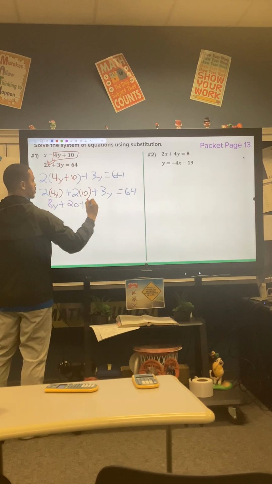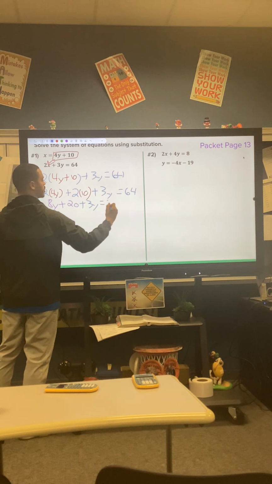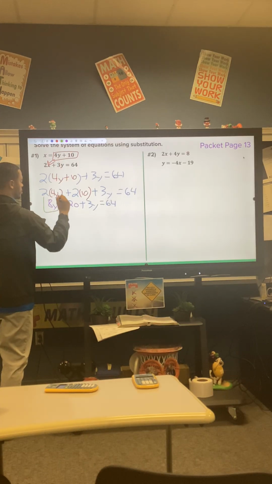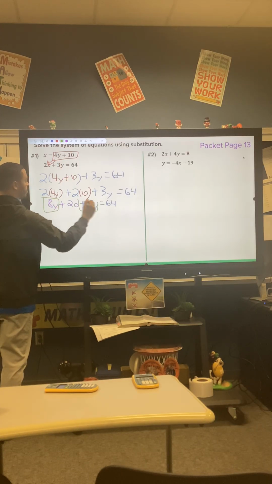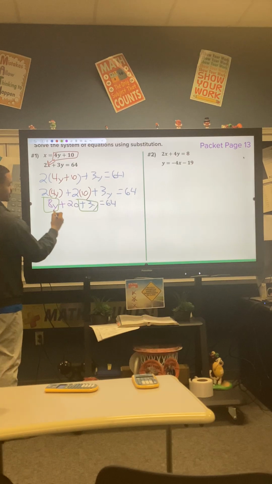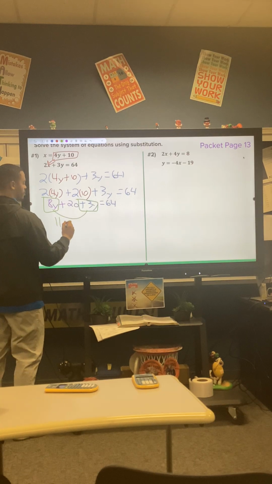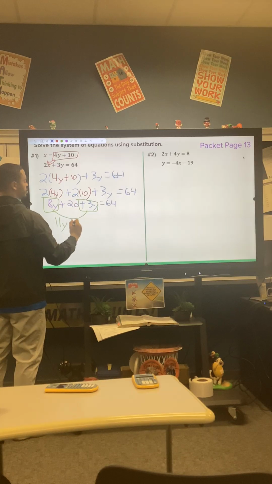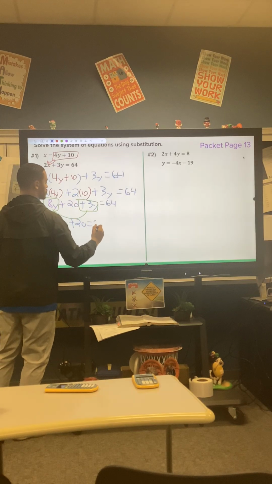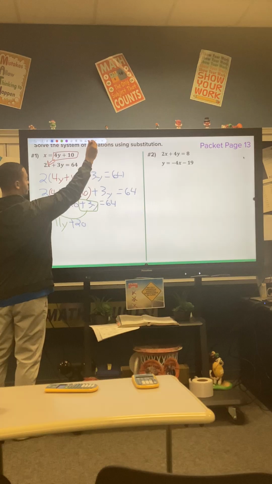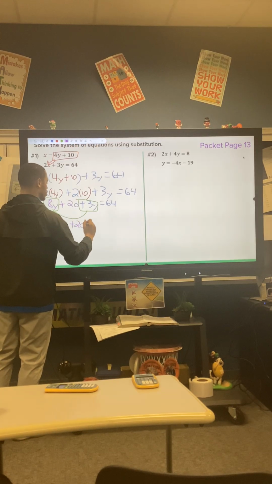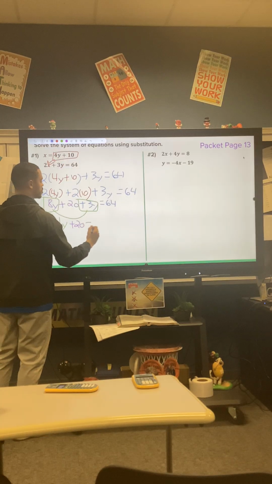Now I still have my 3y and my 64. Do I see like terms? Yes, I do. My 8y, my positive 3y. So I'm going to add these together. That should give me 11y. And I'm going to bring down the rest of my equation. Plus 20 is equal to my 64.